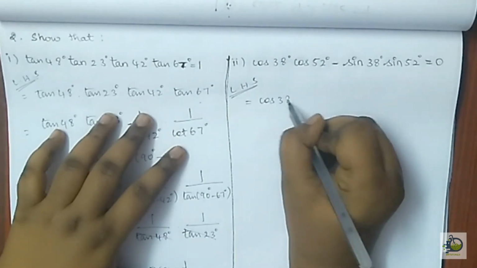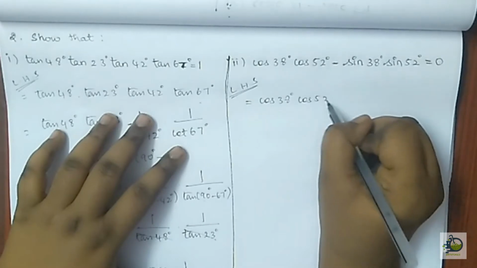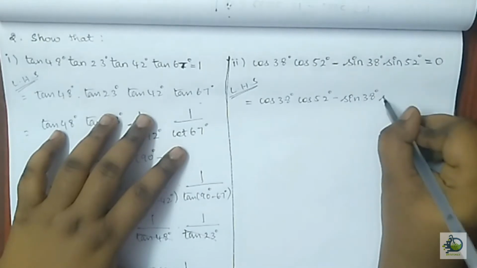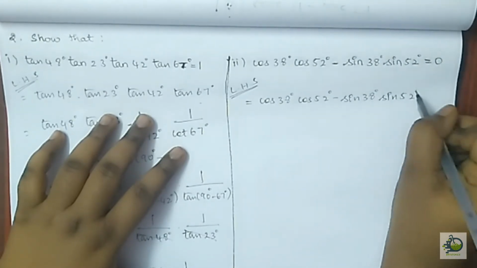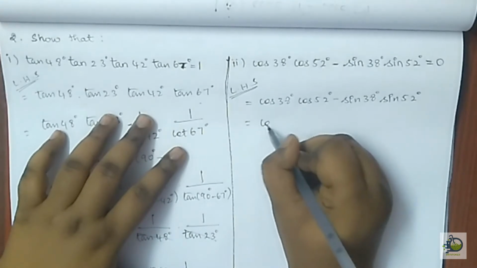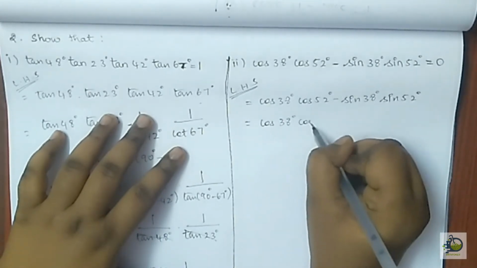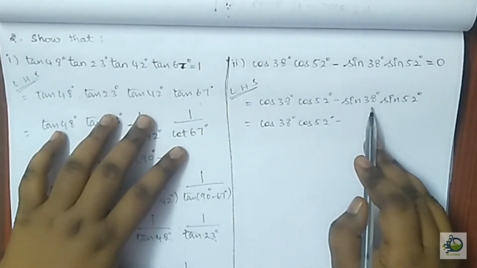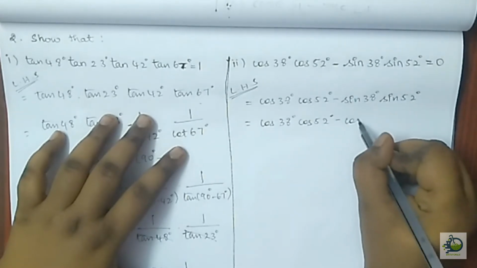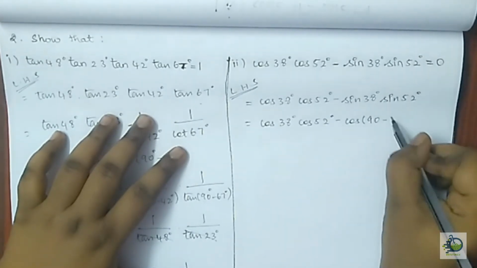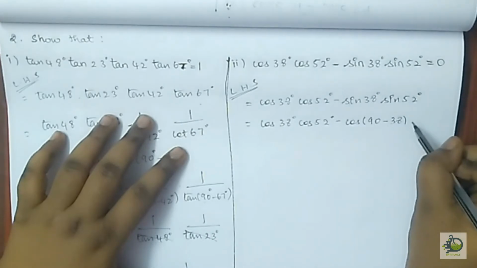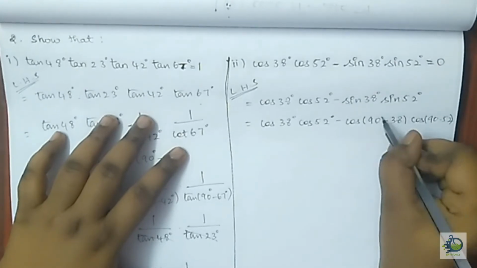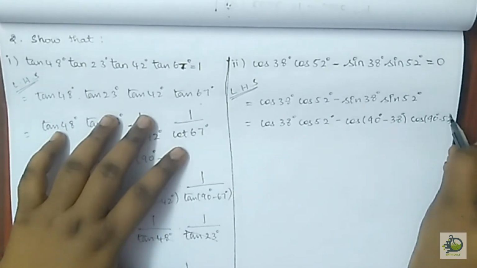Cos 38 degrees cos 52 degrees minus sin 38 degrees sin 52 degrees. Now let's keep the cos as it is, and we know that sin can be written as cos 90 minus A. So here I can write it as cos 90 minus 38, and this also I can write as cos 90 minus 52. I mean 90 degrees minus 38 degrees, 90 degrees minus 52 degrees.